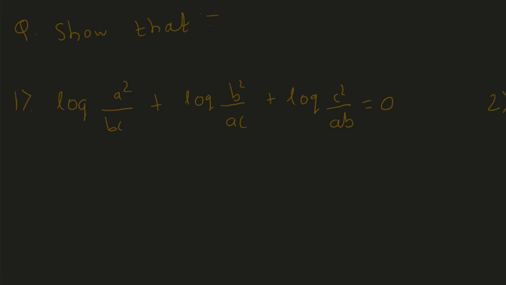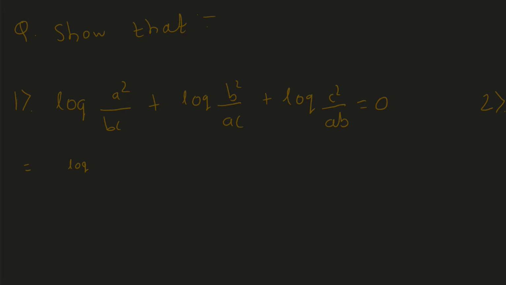Next question. Let's show that log a squared upon bc plus log b squared upon ac plus log c squared upon ab equals 0. How do we do this? Just as with two logarithms, the product property can easily be extended to the sum of 3 logarithms. So for example, log x plus log y plus log z is going to be log x times y times z. So we'll do the same in this question, and we can write this as a squared upon bc multiplied by b squared upon ac multiplied by c squared upon ab.